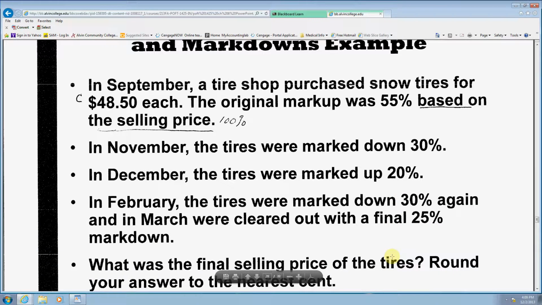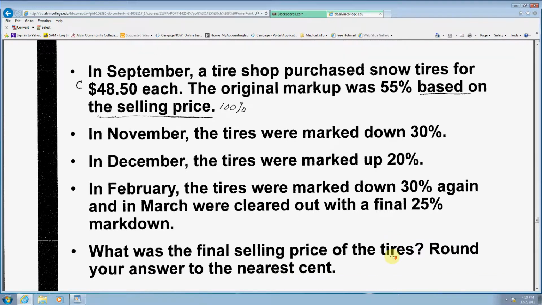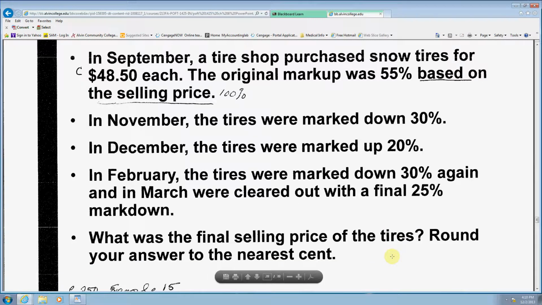So in September, we have a tire shop that purchased snow tires for $48.50. That's our cost. And the original markup was 55% based on the selling price, so that the selling price would be 100%. In November, we marked them down 30%. In December, marked them up 20%. In February, marked them down 30%. In March, we cleared them out at 25% off. So we want to know what was the final sales price of the tires, rounded to the nearest cent.